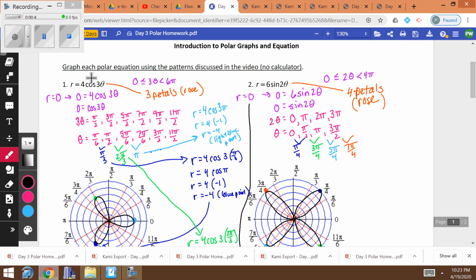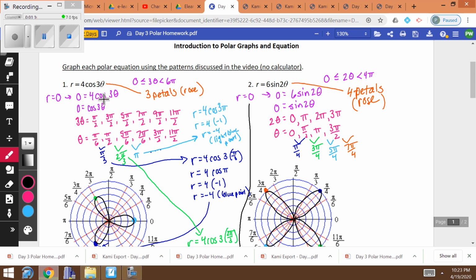So this one, right away, the first thing I thought is, okay, there's an A value and a B value. That tells us right away that it's going to be a rose. And because that B value here is odd, from those patterns that we looked at, we know that there are going to be 3 petals. Whenever it's odd, we have that many petals, whatever B is. So keep that in mind as you're going through here.